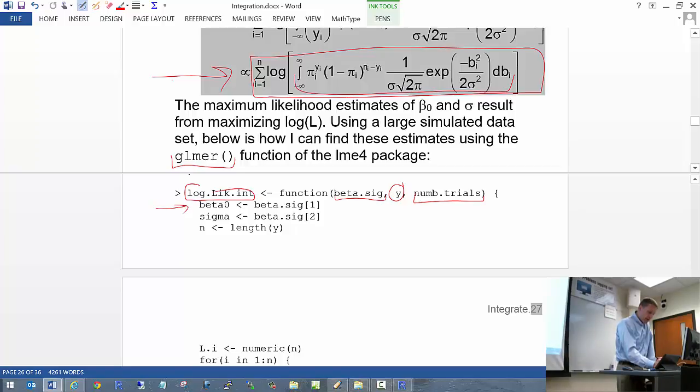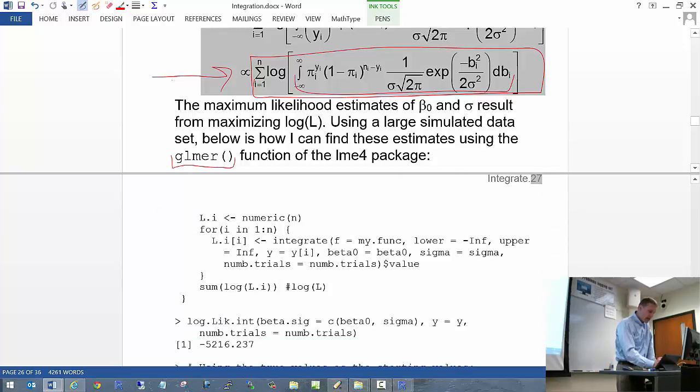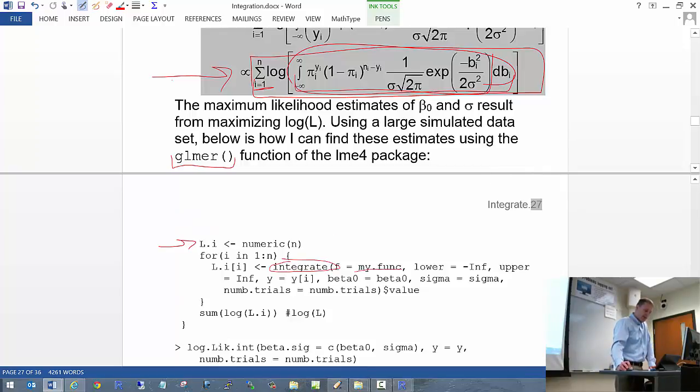Then I'm going to pull out beta 0, pull out sigma, and get my sample size. I'm going to initialize a vector that will have every contribution for the ith individual to the likelihood function in it. Notice I'm summing over i equal 1 to n. So what I'm very concerned about is this integral right here. I'm going to say integrate, with a function called my.func.